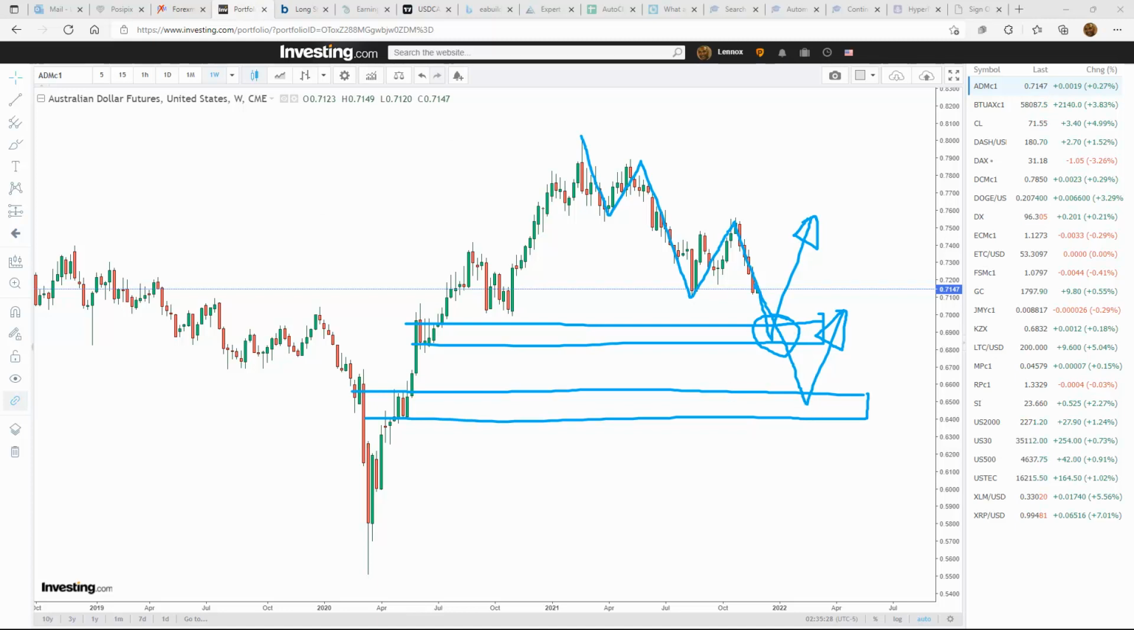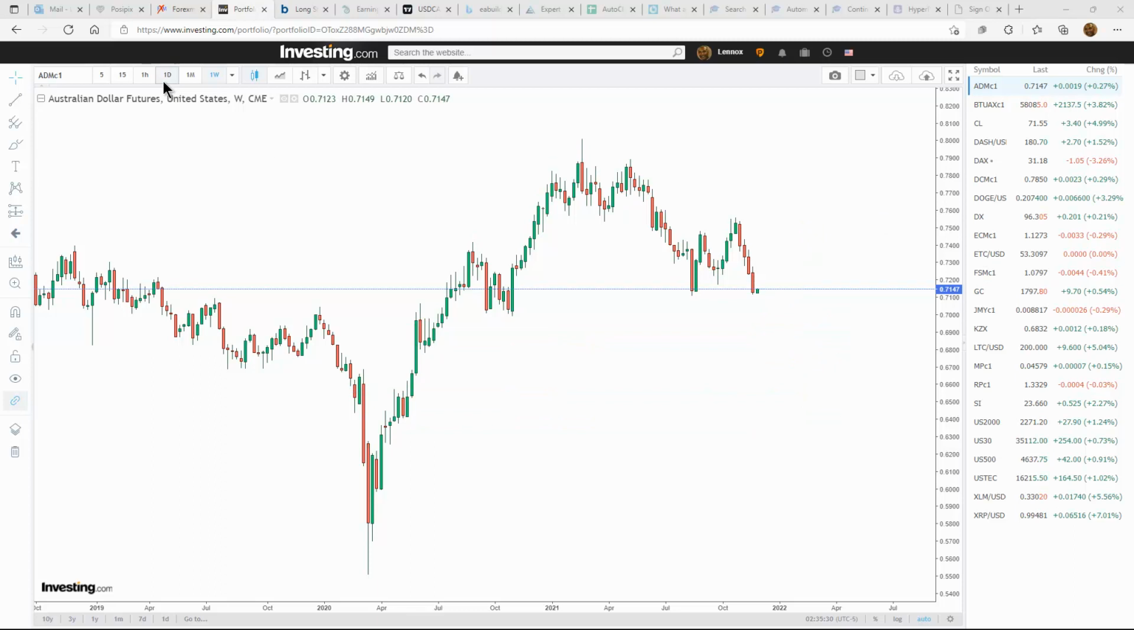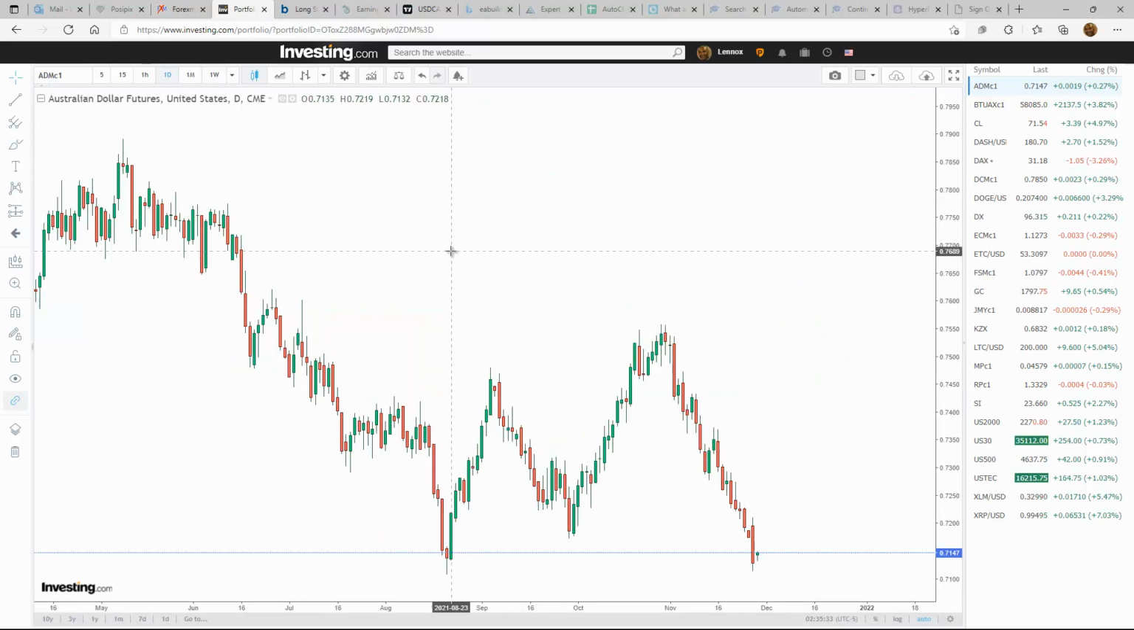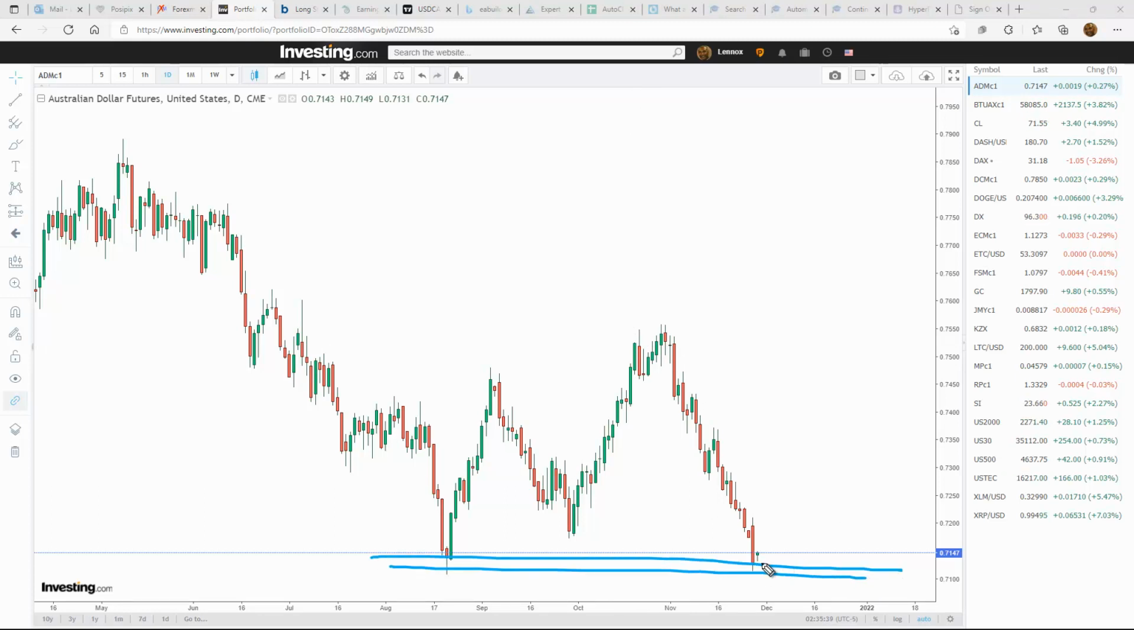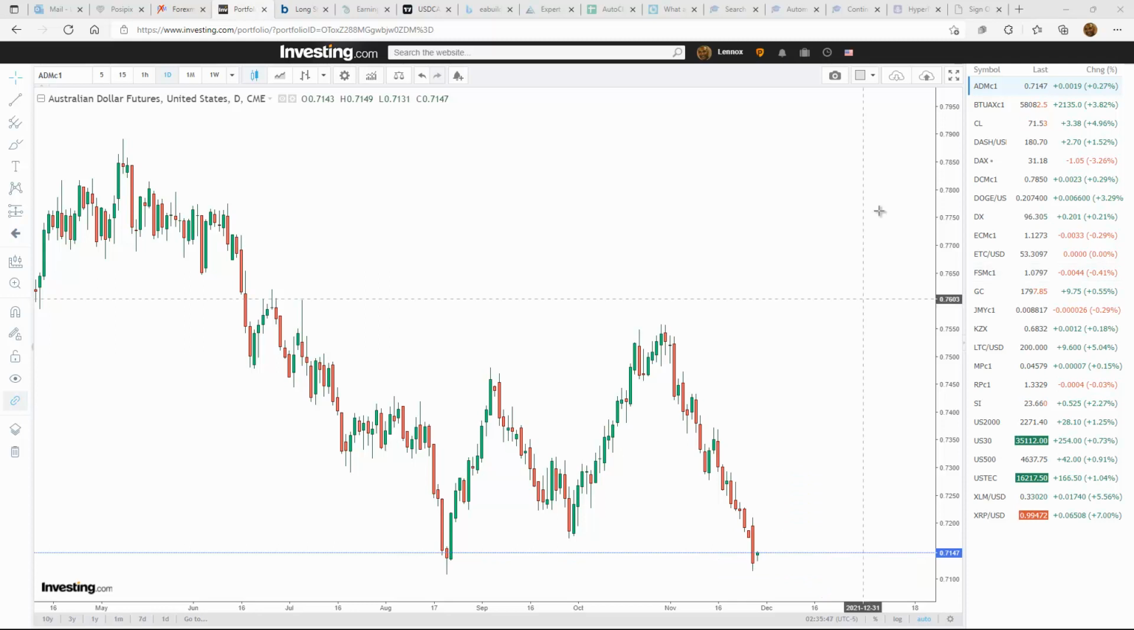So dropping down to the daily time frame. So now we're coming into what's going on this week. Any movements back to the upside, because we're right at support right now, will just be opportunities to continue selling the Aussie. All right, so that's a look at the Aussie.